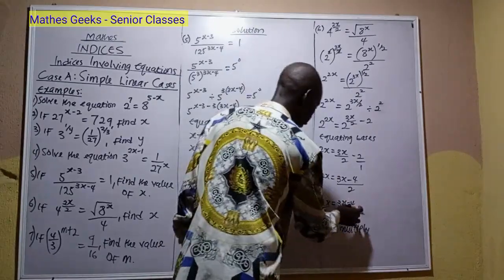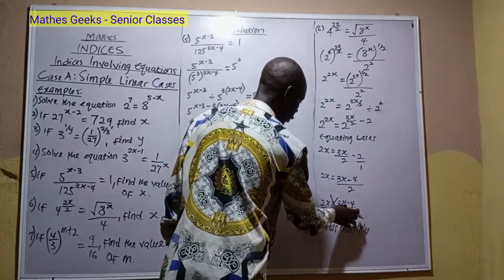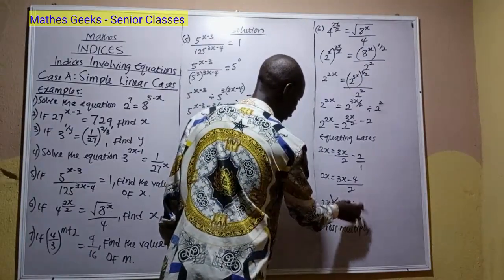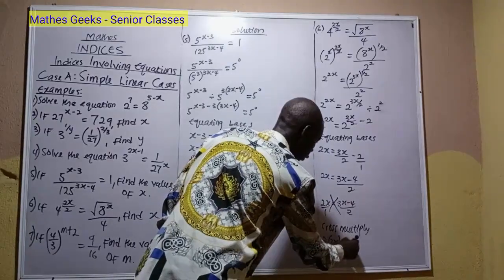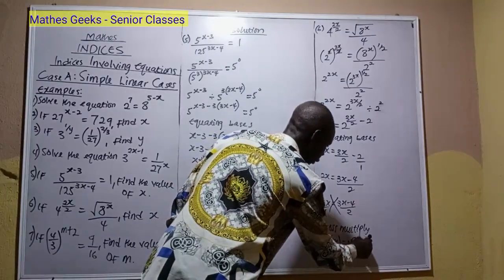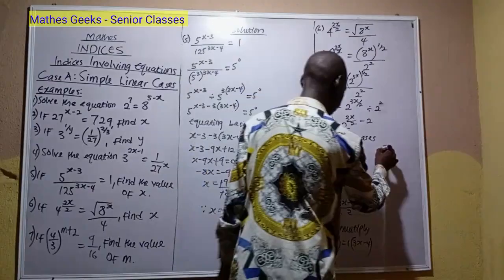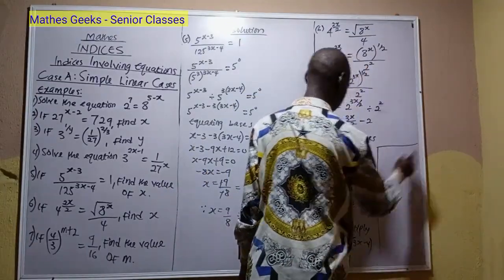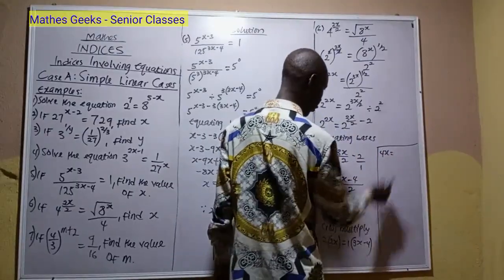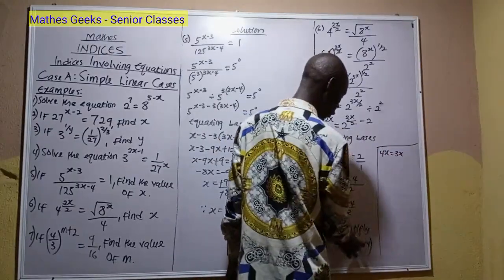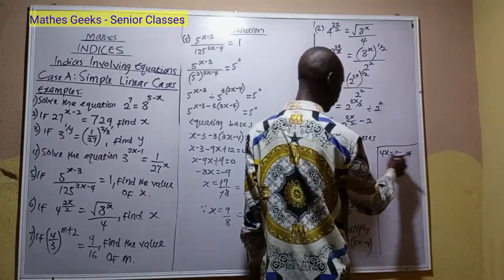So when we cross multiply, this one multiplies this, and this 2 multiplies this. This gives 2 times 2x equals 1 times 3x minus 4. So 2 times 2x will give us 4x. 1 times 3x will give us 3x. 1 times minus 4 will give us minus 4.